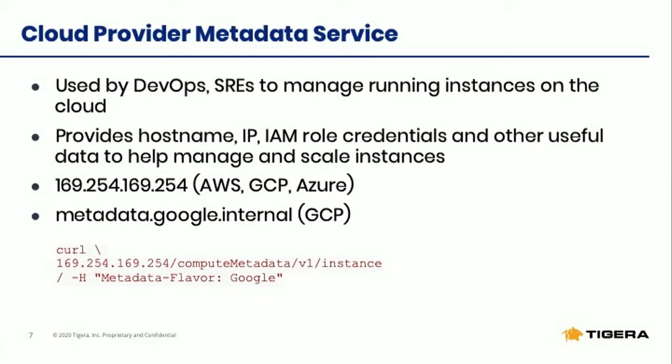So what's the cloud provider metadata service? That's used by the DevOps or SREs in your company to manage your cloud. So let's say you're on GCP or AWS. These are all reachable by a specific IP address like 169.254.169.254, or metadata.google.internal. Accessing this endpoint would then go to the cloud provider's metadata service. From that, it will provide you with the hostname, IP, IAM role credentials, and other useful data so that you can help step off.